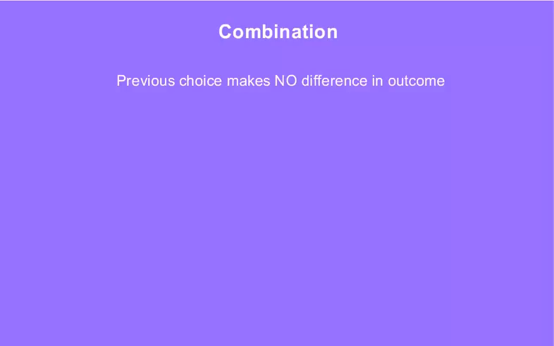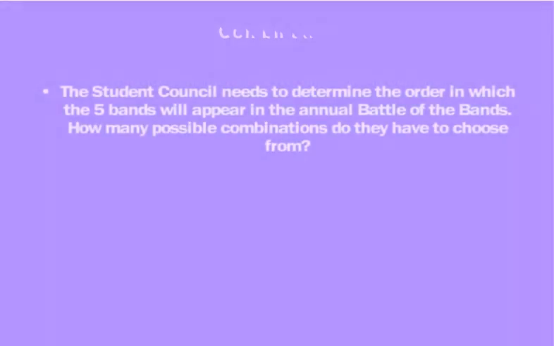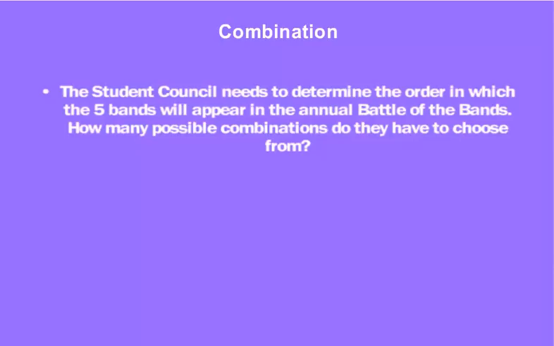With the combination problem, the previous choice has no impact on the outcome. It makes no difference in the outcome you're looking for. In this case, the student council has been asked to determine the order for 5 bands to appear in the Battle of the Bands. And we want to see how many total combinations they have to choose from. Well, this is a completely random event. Since it's completely random, we can use the factorial mathematical operation. In this case, we have 5 bands. So it's a random order, and we can use the factorial of 5. So 5 factorial is 5 times 4 times 3 times 2 times 1. So we have 120 possibilities for these bands.